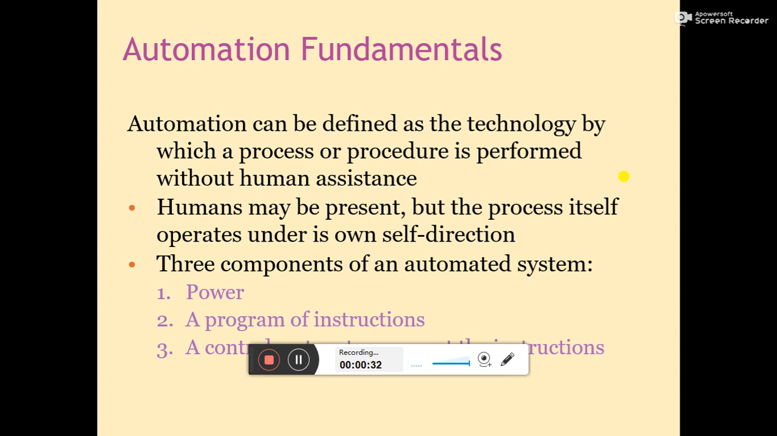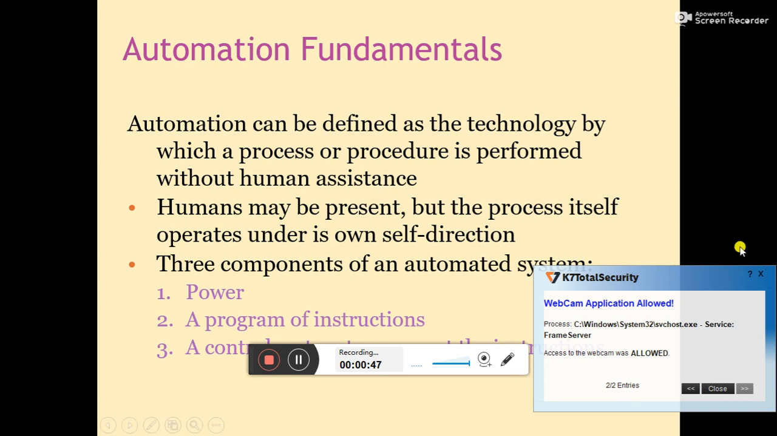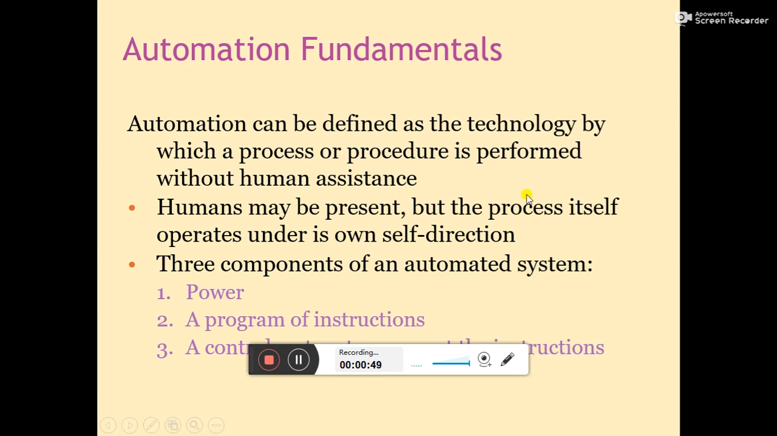The first one: what is automation? Automation can be defined as the technology by which a process or procedure is performed without human assistance. Humans may be present, but the process itself operates under its own self-direction. The three main components of an automation system are number one, power; number two, a program of instructions; and number three, a control of the program of instructions. These are the three factors.